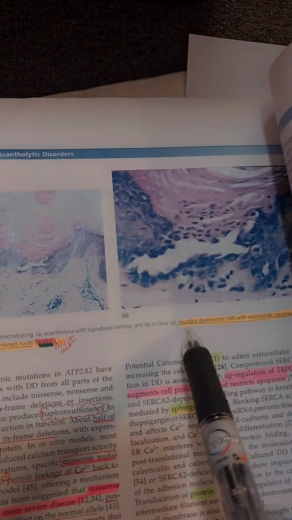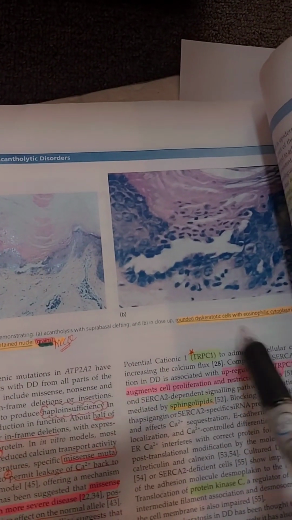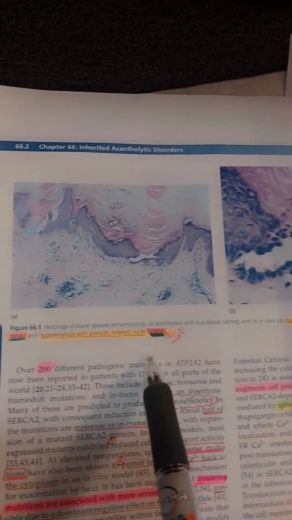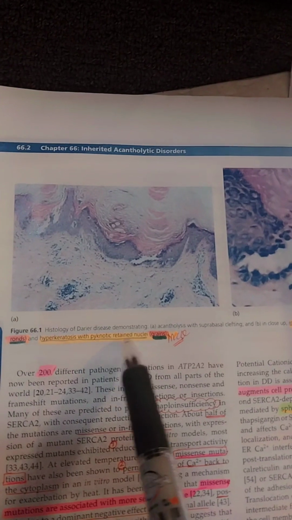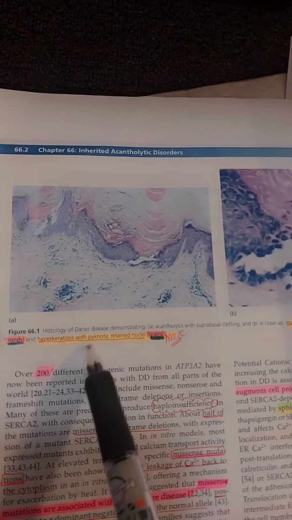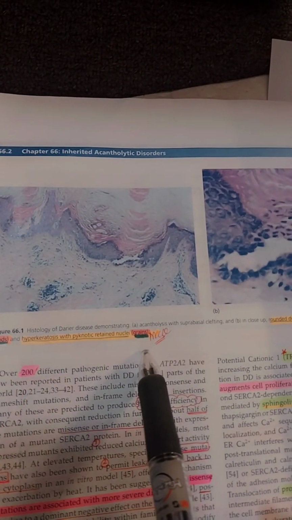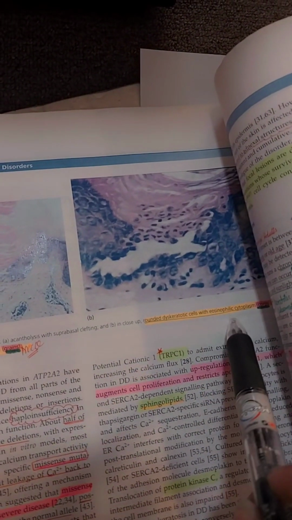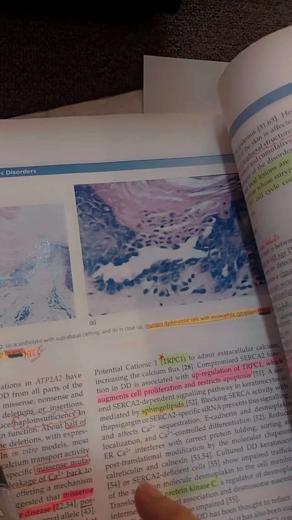The corps ronds are described as rounded dyskeratotic cells with eosinophilic cytoplasm. So these are corps ronds. And the grains are described as hyperkeratosis with pyknotic retained nuclei. So hyperkeratosis with nuclei is your grains, and the dyskeratotic cells with eosinophilic cytoplasm are your corps ronds. So you have to remember it as such.